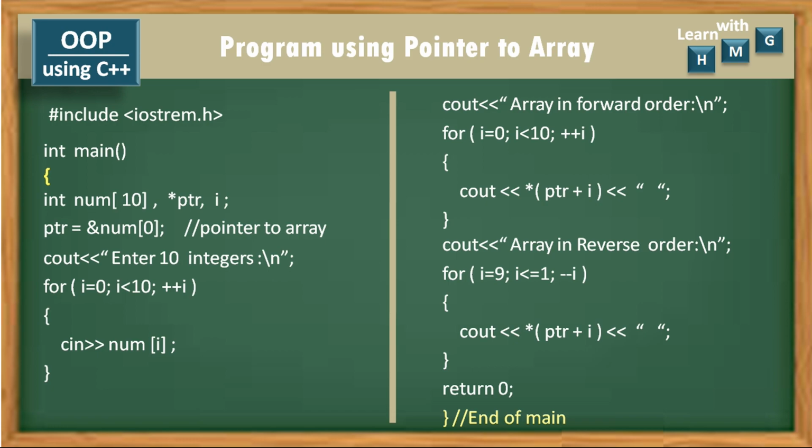Okay, so these are the 3 major operations. First we accepted 10 integers in an array, then displayed the array elements in forward order, and then displayed the array elements in backward, that is the reverse order. So this will be the output of this program.